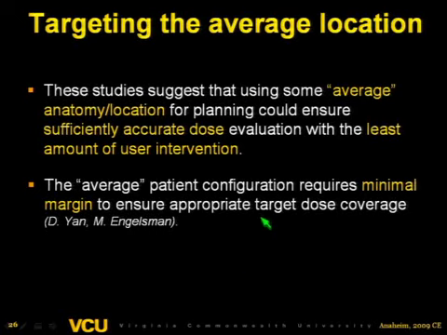Altogether, these studies and others that have not been mentioned in this talk suggest that using some average anatomy location for planning could ensure sufficiently accurate dose evaluation with the least amount of user intervention, which I believe is important. And also, not discussed here, I would like to mention that separate studies by Dian and Engelsman have indicated that the average patient configuration also requires a minimal margin in order to ensure appropriate target coverage.